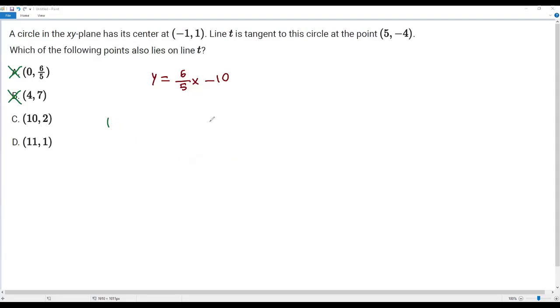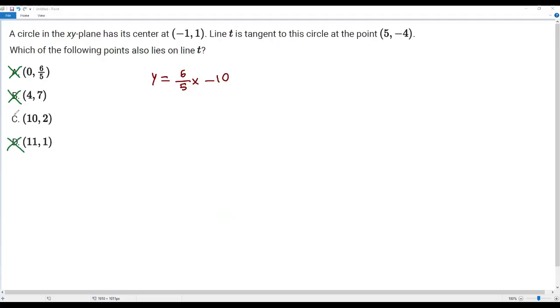Anyway, we can verify answer choice D as well. Let me write the point first, 11, 1. So let me plug in the x coordinate 11 for x and y coordinate 1 for y. Then I'm getting 1 equals 6 over 5 times 11, negative 10. 1 equals 66 over 5 minus 10. Let me multiply this integer 10 by the denominator of the fraction 5. Then I'm getting 66 minus 50 over 5. 1 equals 66 minus 50 is 16 over 5. Clearly 1 and 16 over 5 are not equal. So the point in answer choice D does not satisfy the equation of line T, so we can reject answer choice D as well.